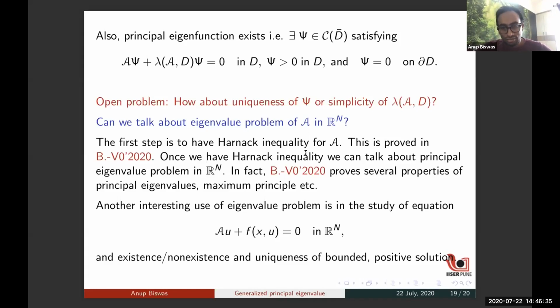Then you can talk about things in unbounded domains. All these properties of eigenvalues in Rn we could establish, and then we could look at a semilinear equation like this, and talk about existence, uniqueness, bounded positive solutions, stuff like that. So these are the recent extensions to the setting of the infinity Laplacian, and I think that's it.